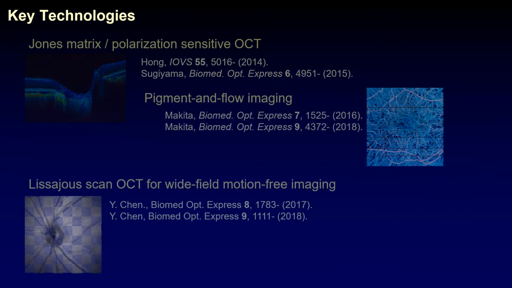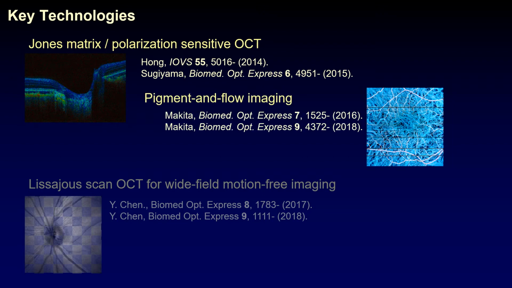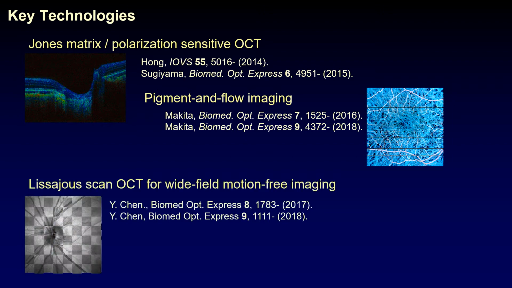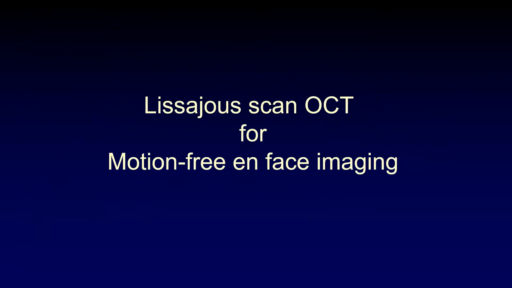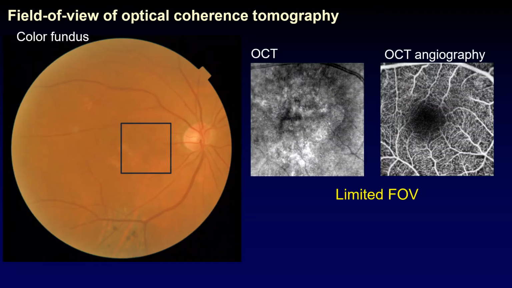To establish this new angiography, we've been using two key technologies. The first one is the Jones matrix polarization sensitive OCT. By using it, we obtain pigment and flow contrast without invasiveness. The second one is the Lissajous scan OCT. It enables wide-field motion-free retinal imaging. Let me explain one by one.